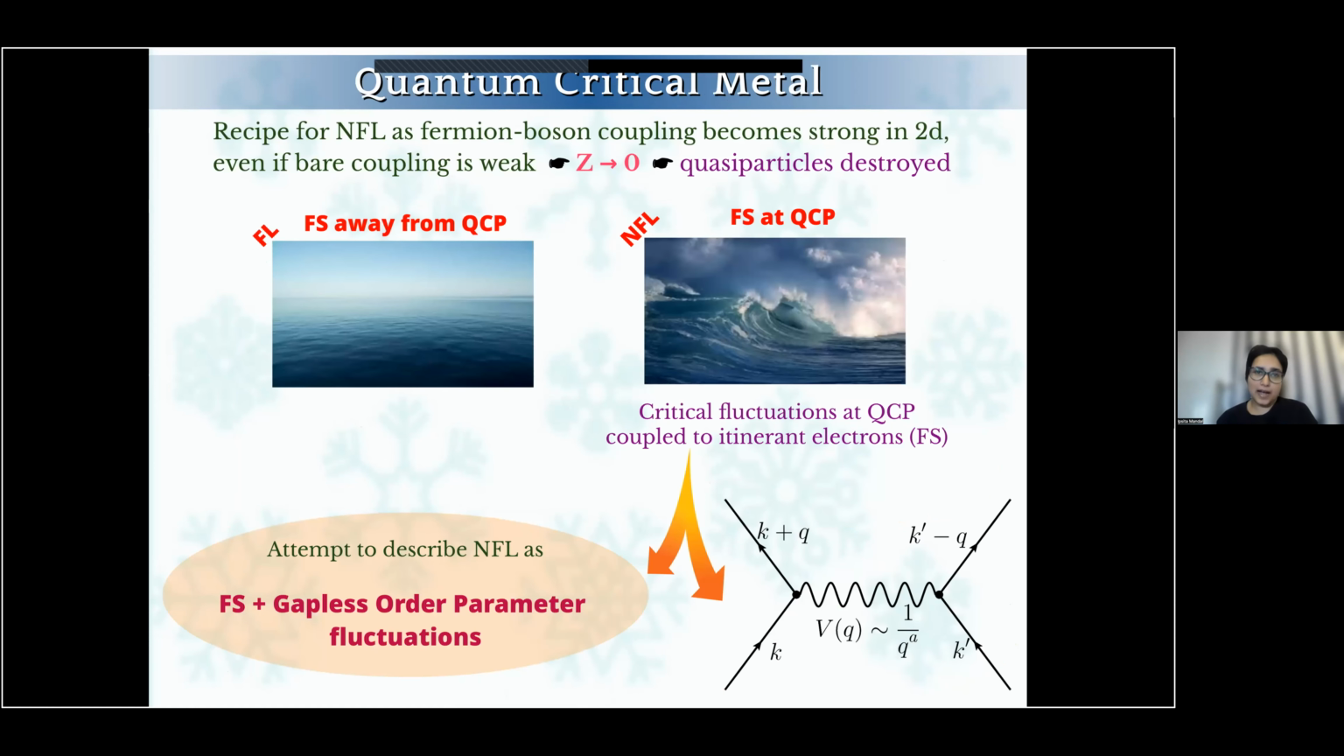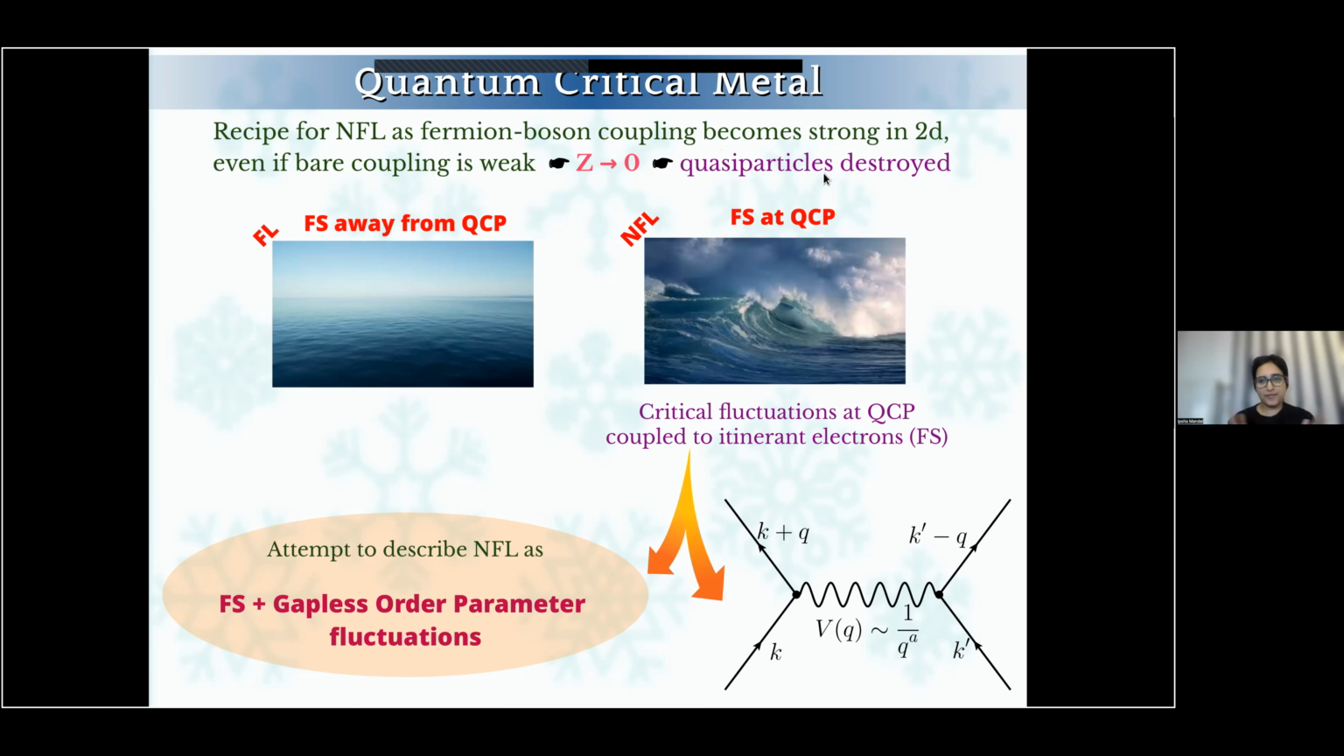Now, I have told you that where there is a fermion-boson system where the boson becomes massless, that gives us a perfect recipe to get a non-Fermi liquid system. This is because the fermion-boson couplings become strong, particularly in low dimensions like 2D, even if we start with the bare value of the coupling, which is small enough. So as we flow to lower and lower energies, the coupling becomes stronger and stronger. So this leads to driving this quasi-particle weight to 0, which means the quasi-particles are getting destroyed.